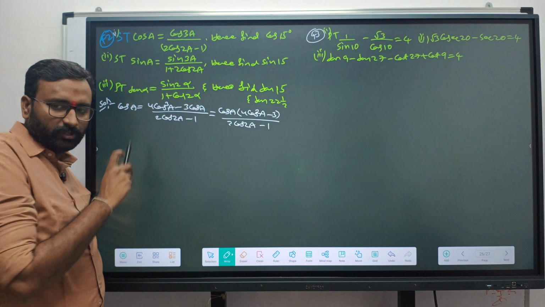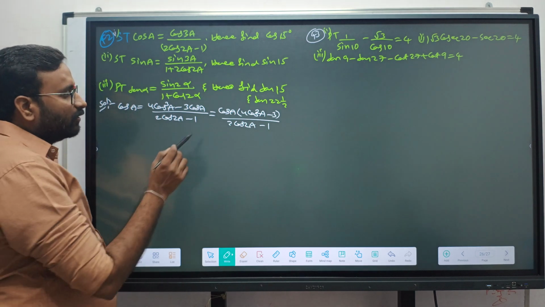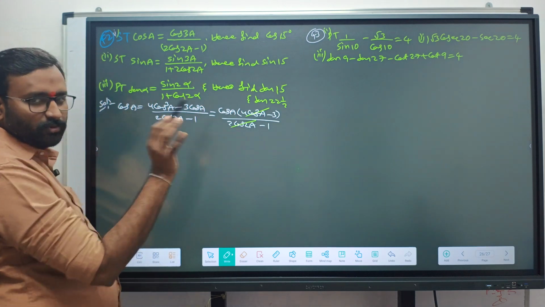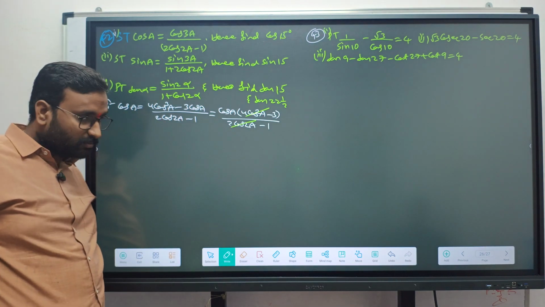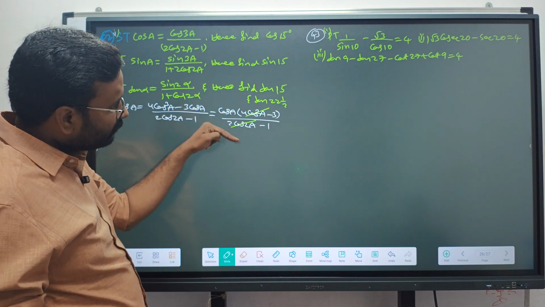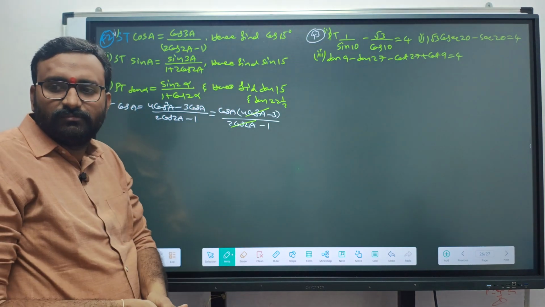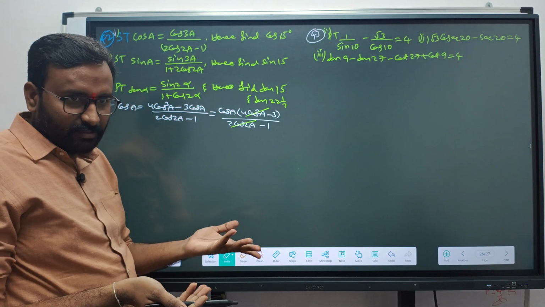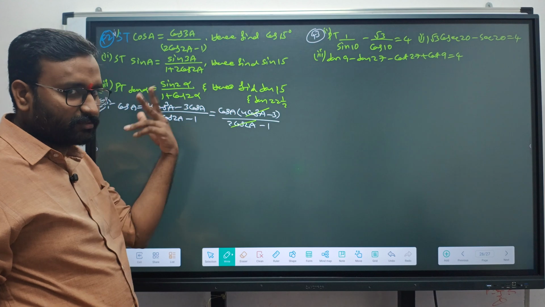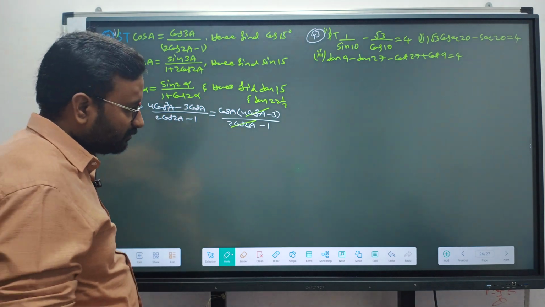We need to prove both are equal. We have cos A here, so these two should be cancelled, then only both are equal, cos A and cos A. But we can't cancel directly. We have to convert this into this, or both into the same form, then we can cancel. Finally we should get cos A equal to cos A. You can't cancel cos A. We should get RHS also as cos A, LHS equal to RHS, that's why.